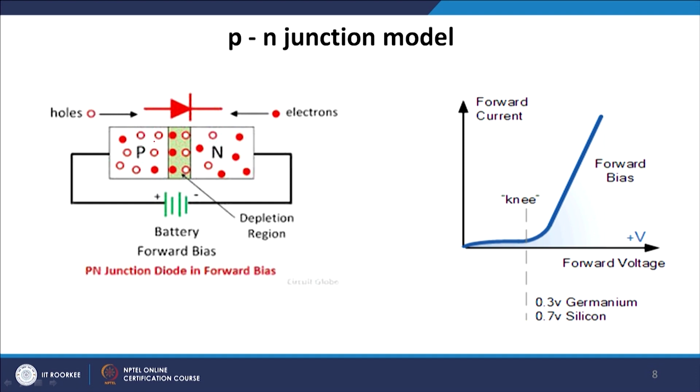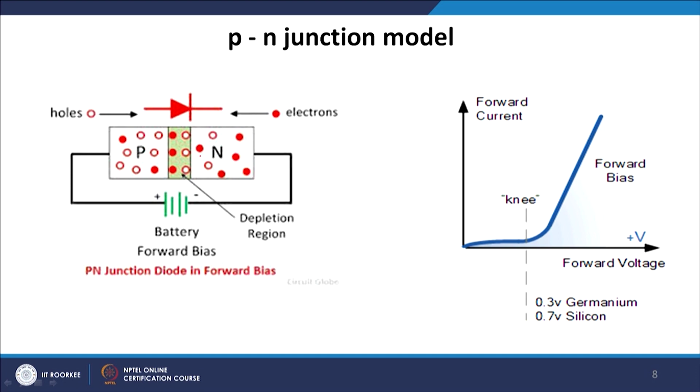On the P side, you see two different types of circles. One is a solid red circle, another is an empty or hollow red circle. The hollow red circles are holes and the solid circles are electrons. If you look carefully at this diagram, we have more hollow circles than solid circles. Why is that? Because it is a P type semiconductor, it has more holes than electrons, whereas an N type has more electrons than holes.